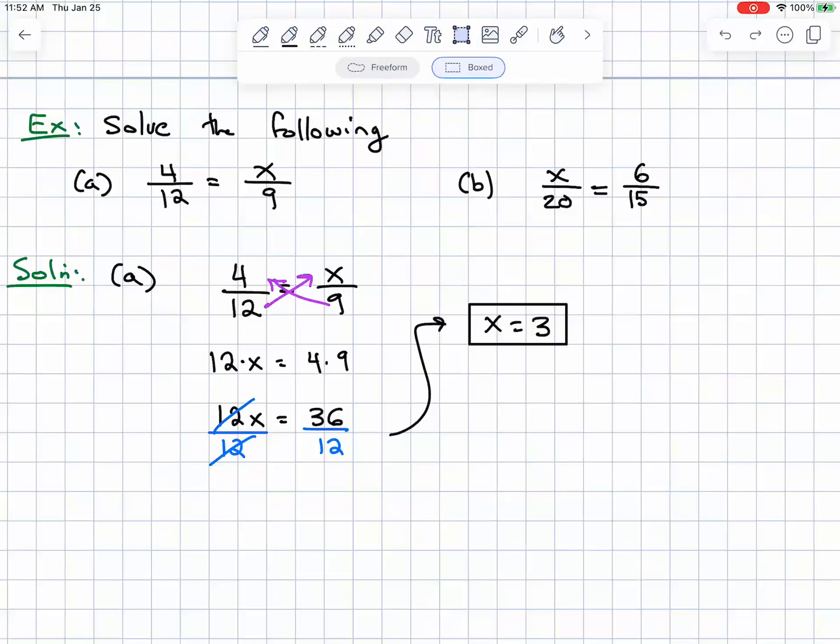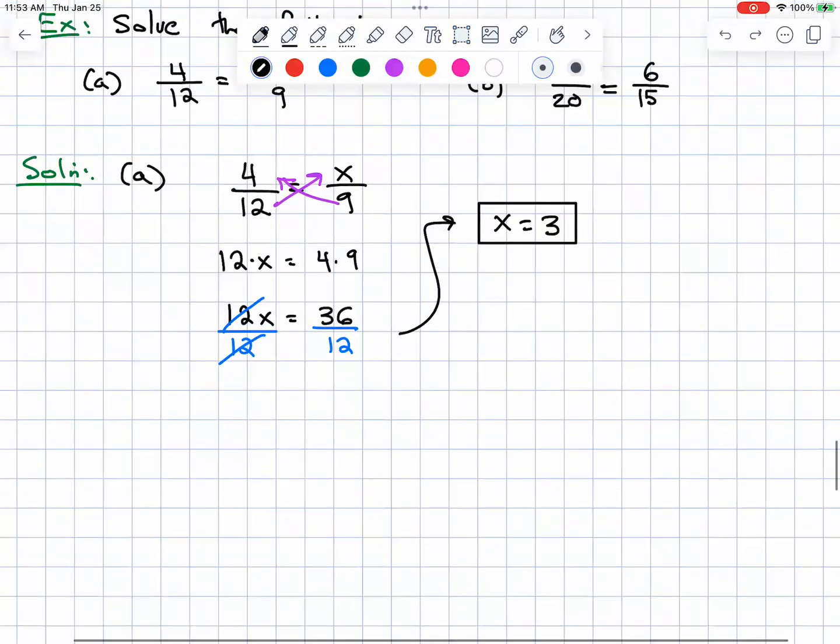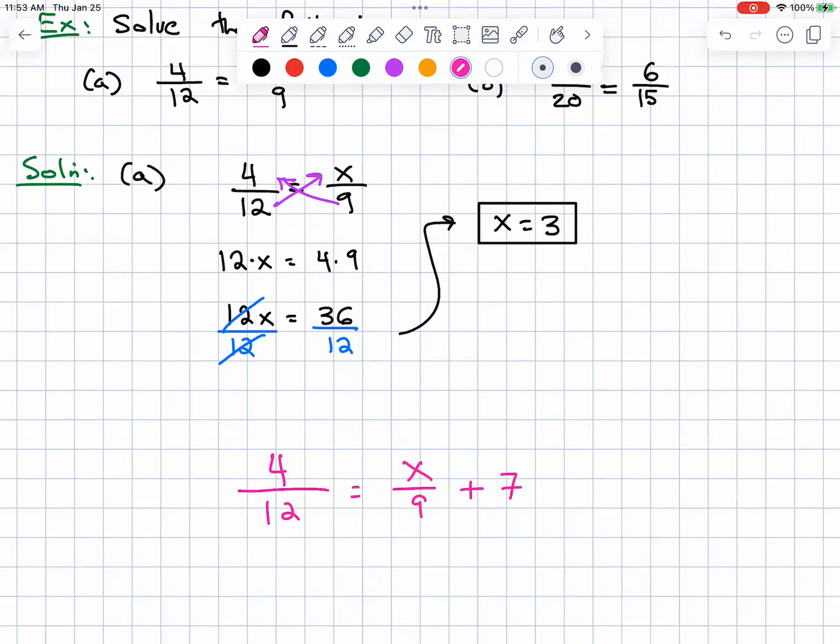But anyways, one thing I just want to make sure is crystal clear about cross multiplication. You can only do this trick if you have a fraction equals a fraction. That is the only time that cross multiplication works. If this had been 4 divided by 12 equals x over 9 plus 7, you don't need to write this down, that is no longer a fraction equals a fraction, and you cannot use cross multiplication. So don't get caught up in that situation. I don't think we'll really encounter that too often, if at all.